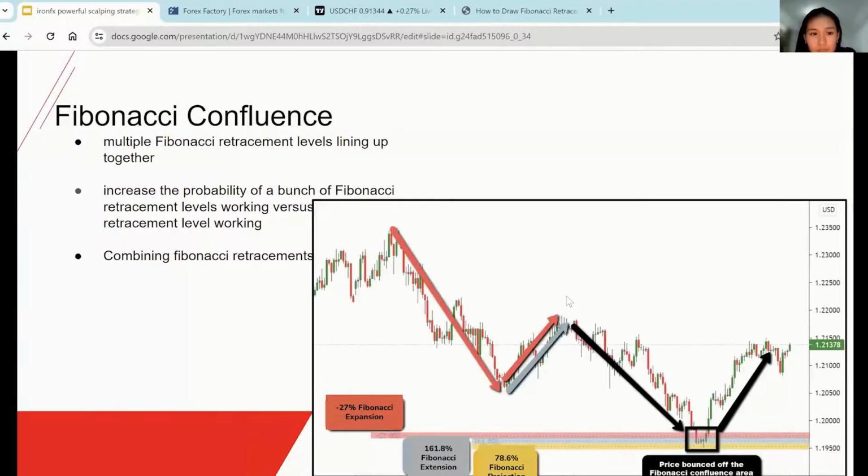Okay, so we already went through this. Just take a look at the image here. This is an example of a Fibonacci confluence where prices are heading towards this confluence area, and we're expecting prices to bounce off since we have three Fibonacci levels lining up.